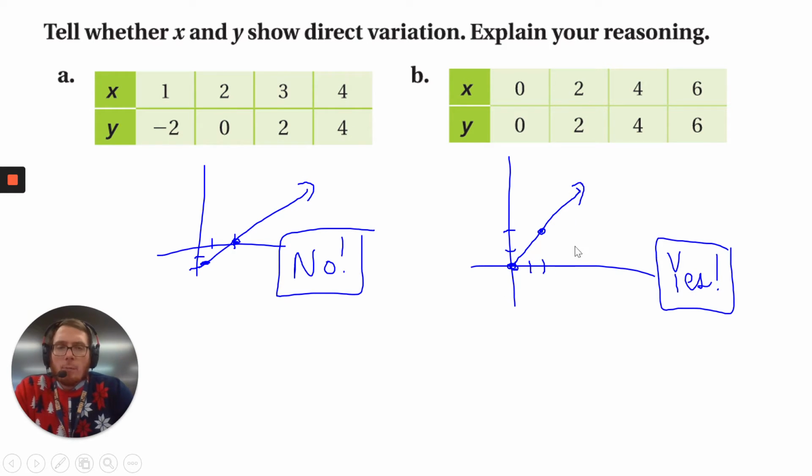The second one is proportional. Now don't say it's no because 0 over 0 doesn't equal 2 over 2, because 0 over 0 is not a situation where you can really use that to help find your answer, because that's what's known as indeterminate form. But does it go through the origin? Yes. And does it have a nice linear progression? The answer is yes. So when you're looking at these scenarios, you want to make sure, does it go through the origin and does it make a nice line kind of going in the upward direction? That'll make for a good direct variation answer.